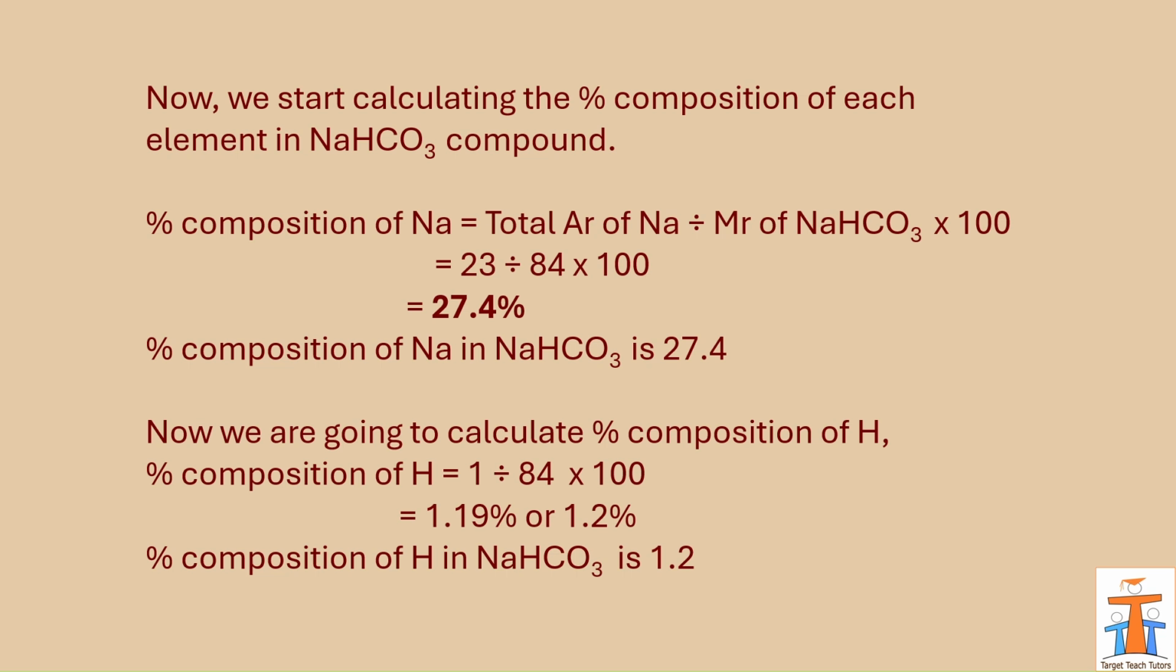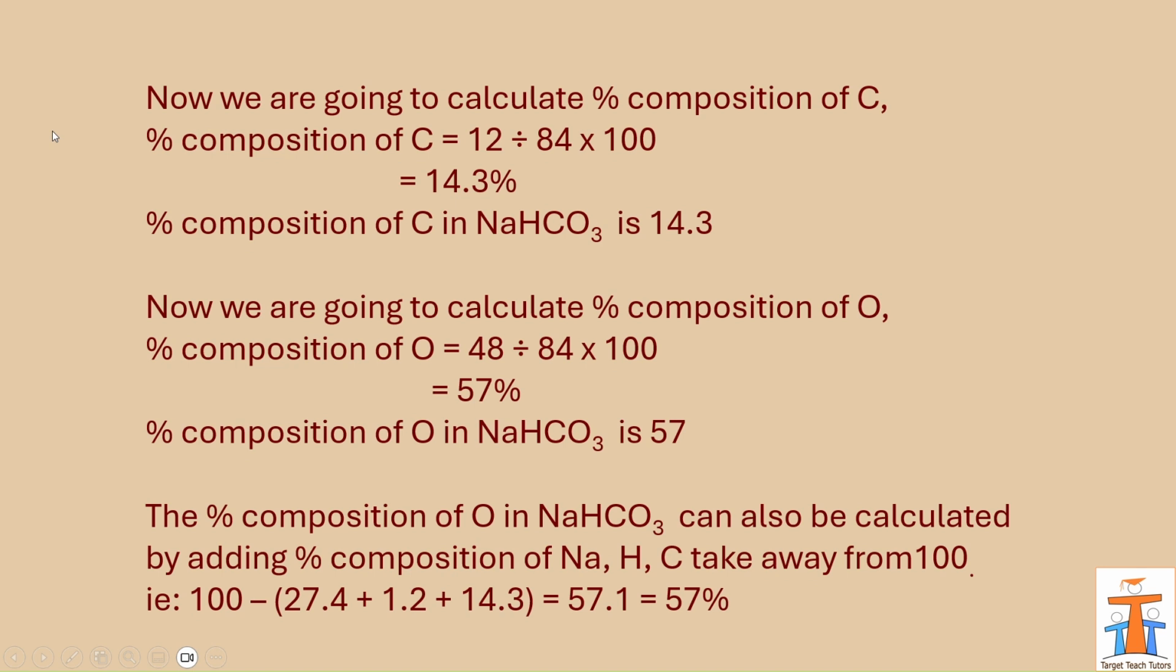Now we are going to calculate percentage composition of hydrogen. Percentage composition of hydrogen is equal to 1 divided by 84 times 100 equals 1.19% or 1.2%. Therefore, percentage composition of hydrogen in sodium hydrogen carbonate is 1.2. Now we are going to calculate percentage composition of carbon. Percentage composition of carbon is equal to 12 divided by 84 multiplied by 100 is equal to 14.3%. Percentage composition of carbon in sodium hydrogen carbonate is 14.3.